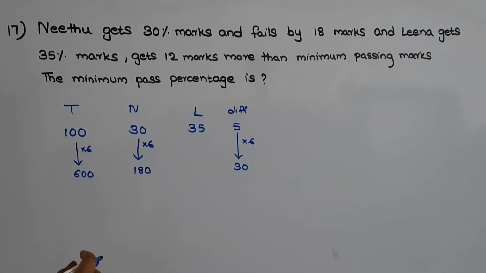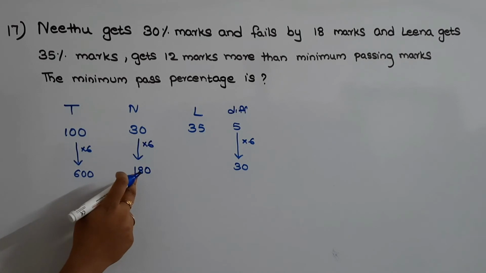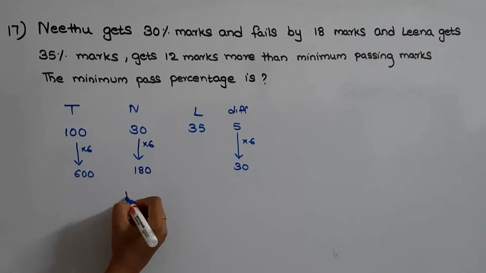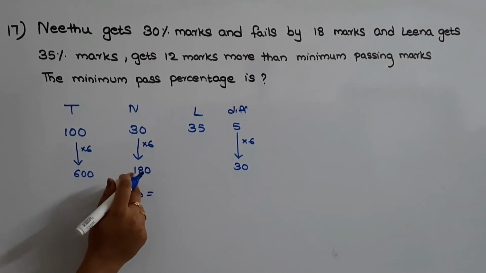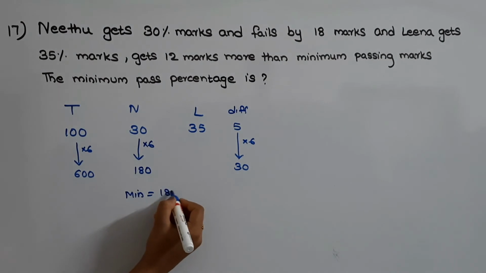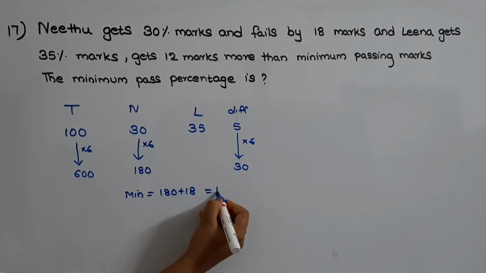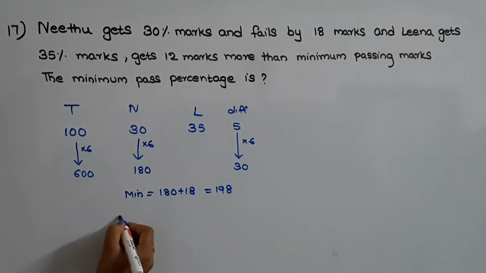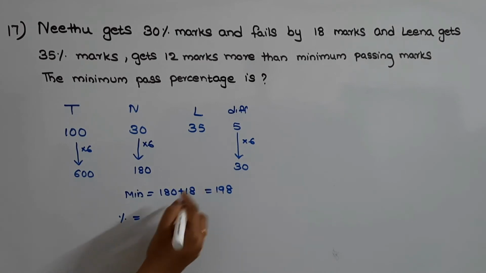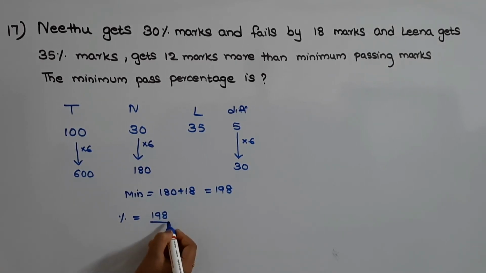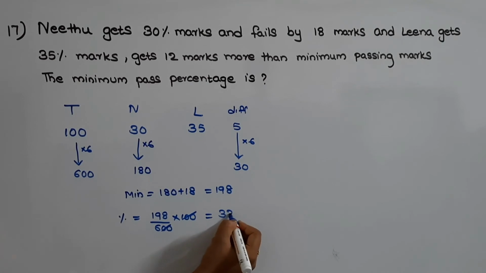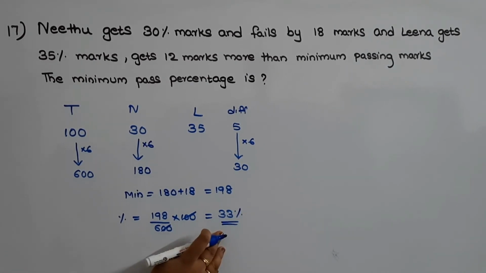So in the question they are telling that on getting this marks, Neetu fails by 18 marks. So what will be the minimum passing marks? Minimum passing marks will be 180 plus 18. So that will be equal to 198. So we need to find out the minimum pass percentage. So that particular percentage will be equal to minimum passing marks, that is 198, divided by the total marks, that is 600 into 100. On solving this, you will get it as 33%. Okay, so this is the answer.